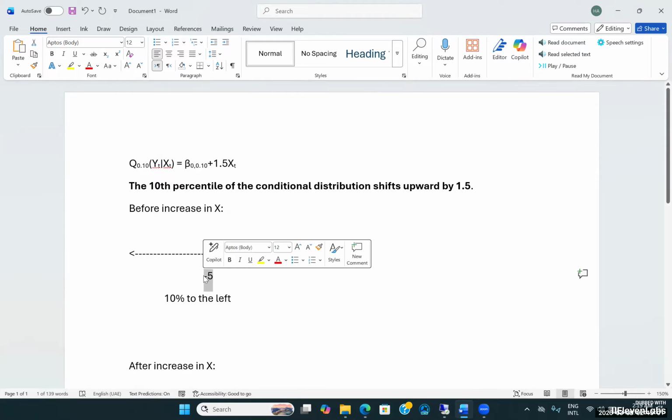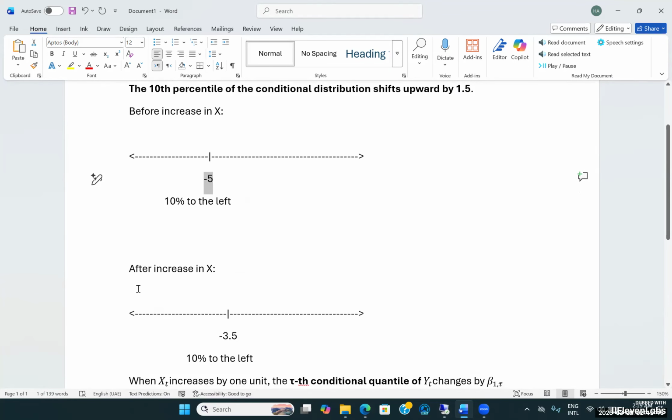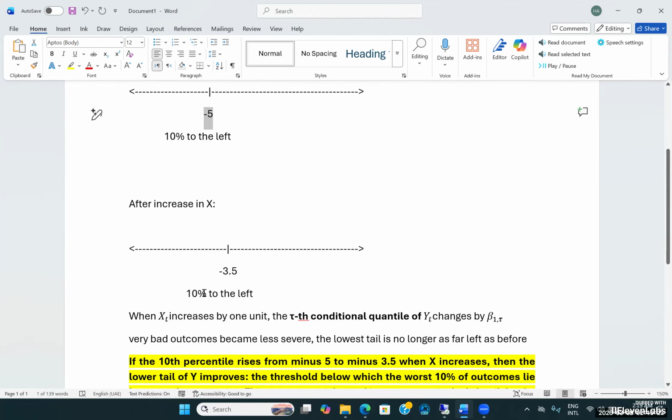So minus 5, for example, or below, all these values will make up the lowest 10th percentile of the y variable distribution. Now, if the variable x increases by a single unit, then the entire y distribution, specifically its cutoff point, will consequently shift towards the right. So in this specific instance, we're going to see an increase from a value of -5 to a value of -3.5. So the 10th percentile, or the 10% distribution on the left side of the y-axis, will shift to the right. So the original cutoff point, which was -5 before the increase in x, will now become -3.5.